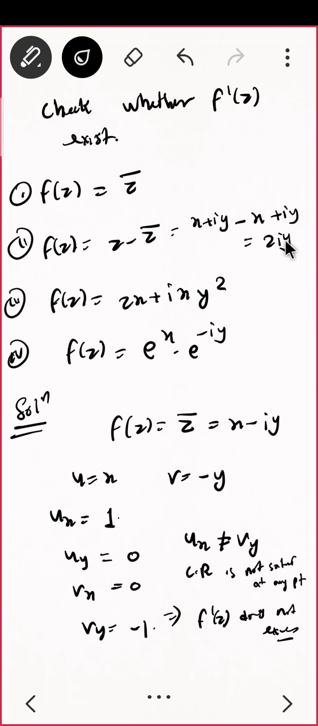Do you see, will this satisfy? Here u is 0 and v is 2y. So this will also not satisfy. Do you agree? Somewhere the derivative will be 2 and there it will be 0 always. u is always 0. So the derivative does not exist. Do you agree? Do you agree with this, or should I solve more?